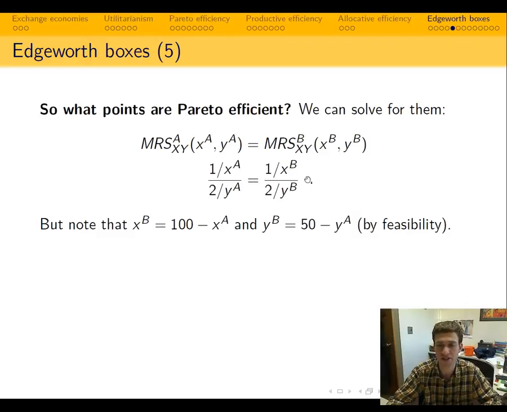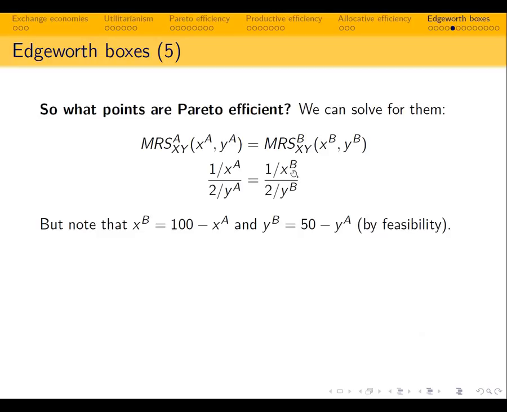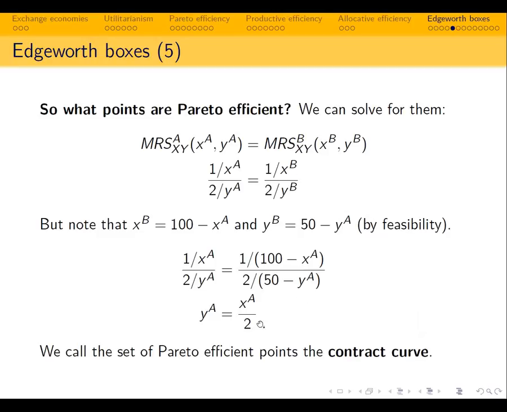And so what we want to do is just plot this for one of the people. It's always easier to do it for Anne. So we're going to substitute out these xb's and yb's. So we're going to plug in this xb here. We're going to plug in this yb here. So 50 minus ya goes in there.